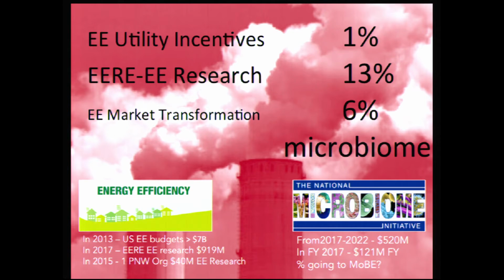So these are utilities paying people to use less of their product. $7 billion worth of investment. In 2017, the Energy Efficiency and Renewable Energy Department within DOE, and specifically their energy efficiency research bucket, not their renewables bucket, is almost $1 billion. And in 2015, one nonprofit in the Pacific Northwest harvests nearly $40 million a year worth of funding from electric utilities to promote regional energy efficiency progress.